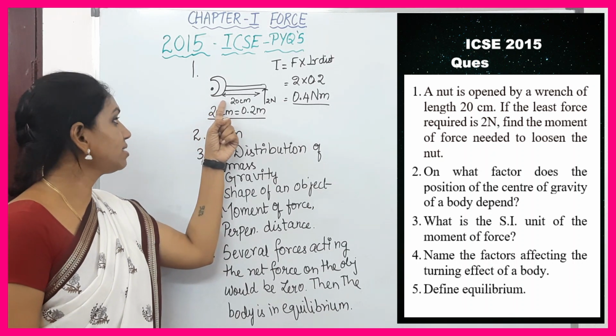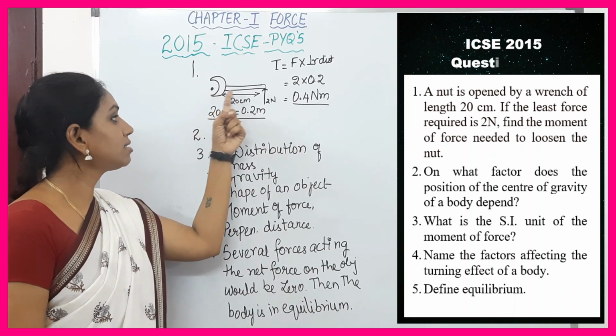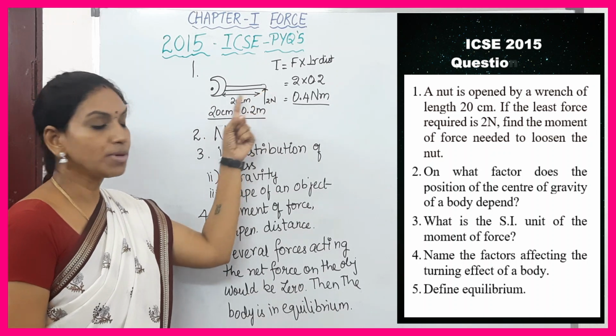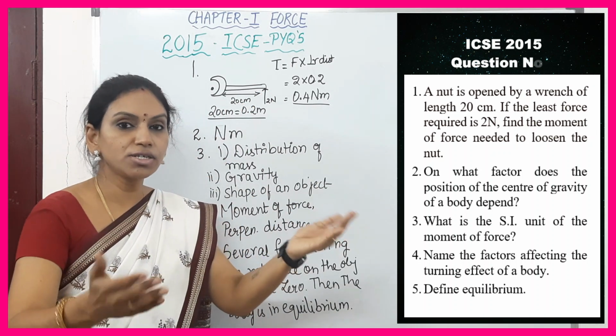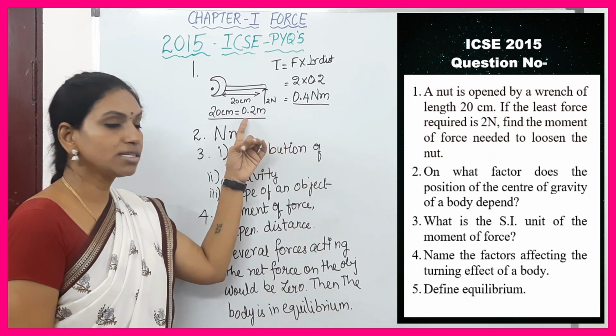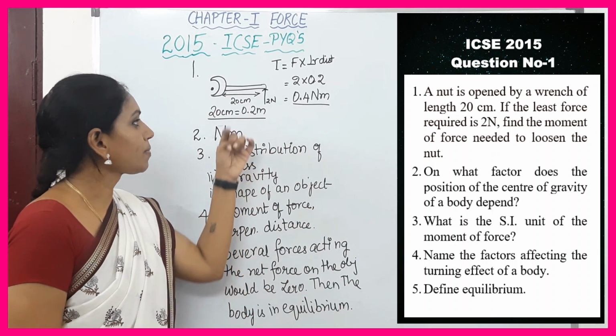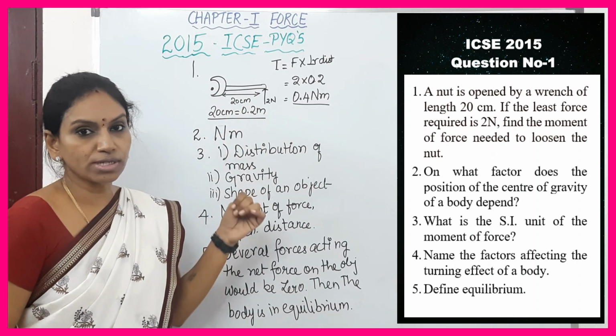See, this is your wrench, this is the nut, and the distance of this arm is 20 centimeters. As it is in centimeters, we have to convert it to meters. So it is 0.2 meters. Then the force applied is 2 Newton.